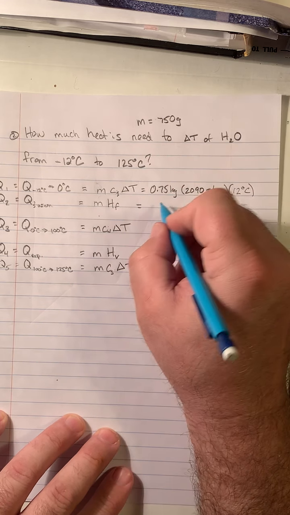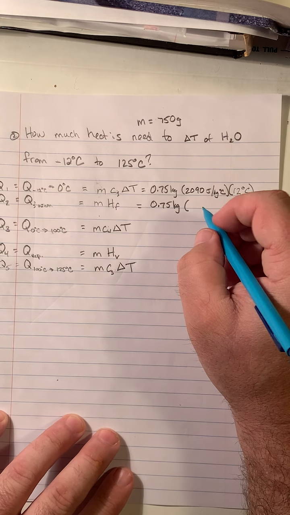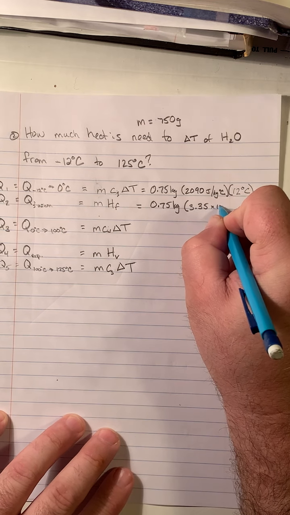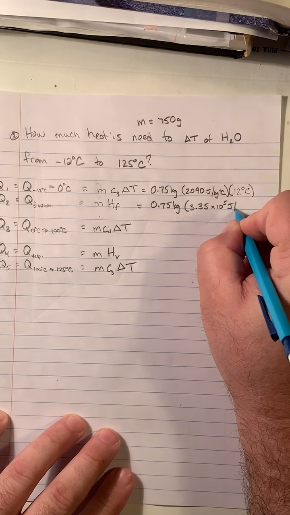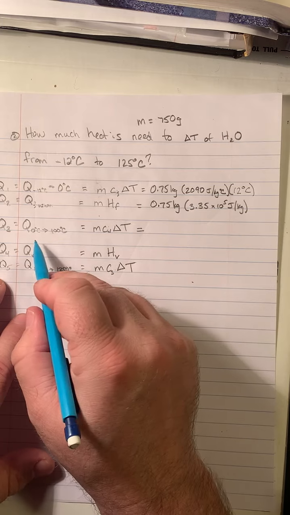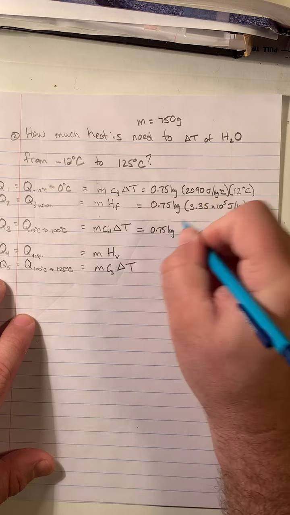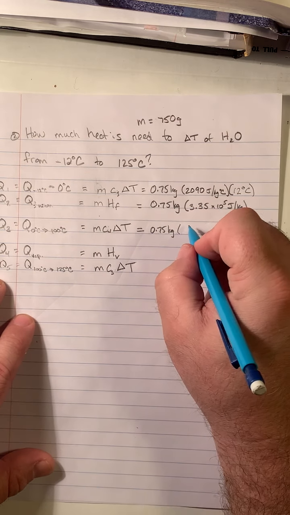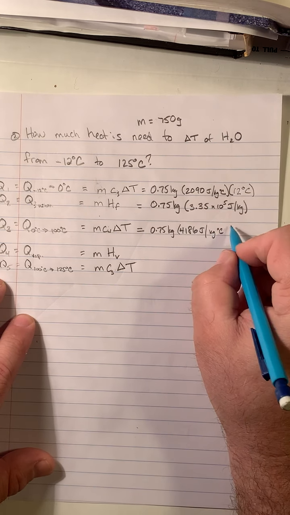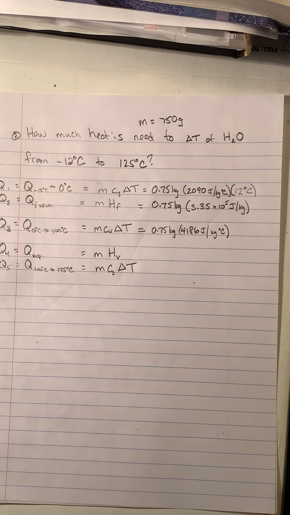Q2 would be the mass, 0.75 kilograms, times the heat of fusion of ice, which we said was 3.35 times 10 to the 5 joules per kilogram. Q3, the amount of heat needed to go from 0 to 100, would be the mass, 0.75 kilograms again, times the specific heat of water, be careful there, 4186 joules per kilogram degrees Celsius, times the temperature difference.